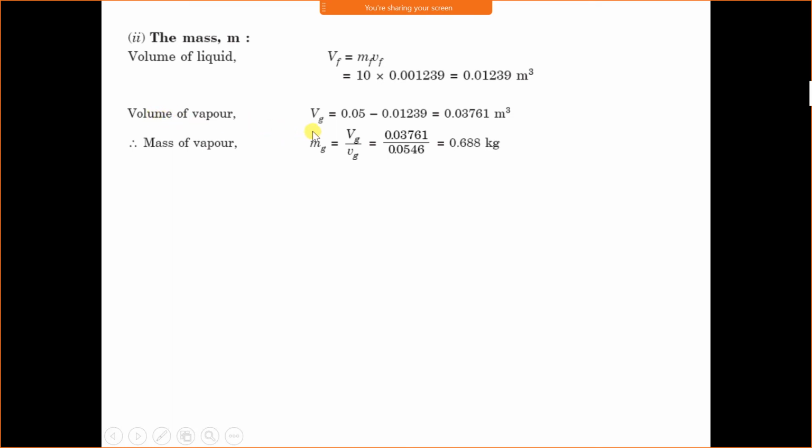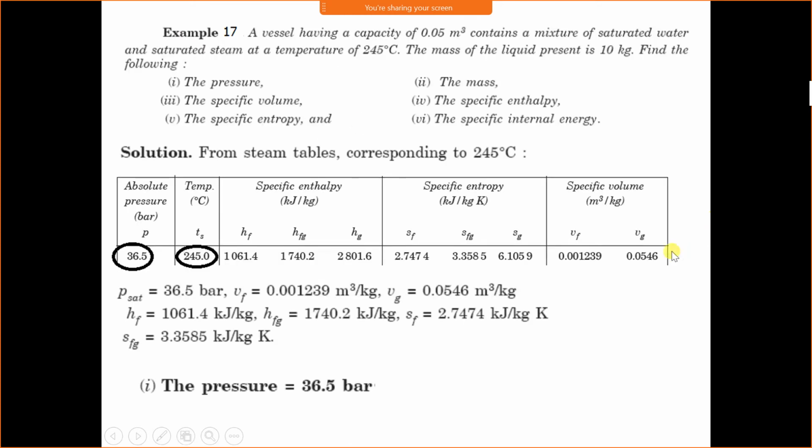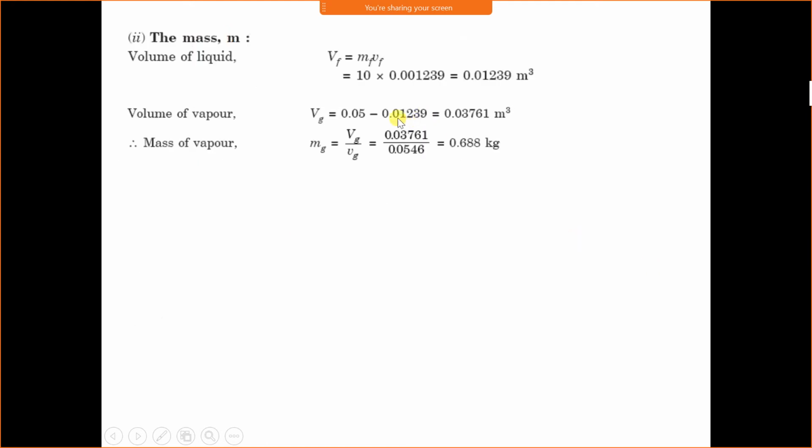Then the volume of vapor. Since it is saturated, the volume of vapor is equal to 0.05 minus volume of liquid, that is 0.01239, which is equal to 0.03761. This is the volume of vapor.